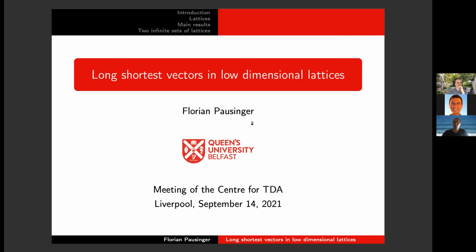Okay, so what I'm going to talk about today is work I have done during lockdown last year. It's about shortest vectors in low dimensional lattices. By low dimensional, I mean dimension 2, 3, 4, and 5.